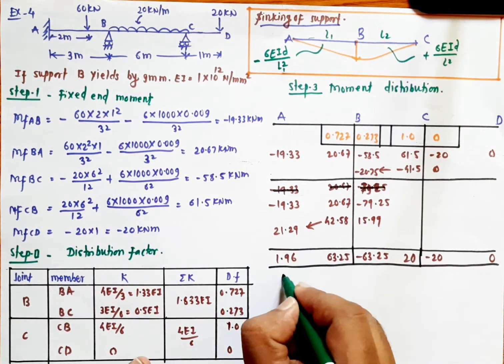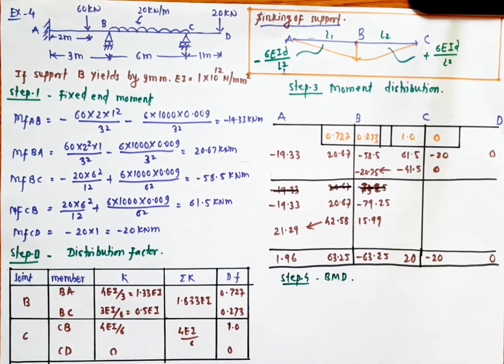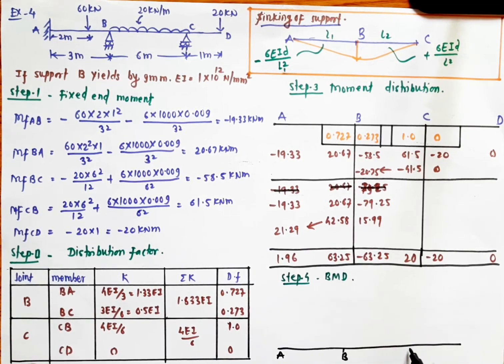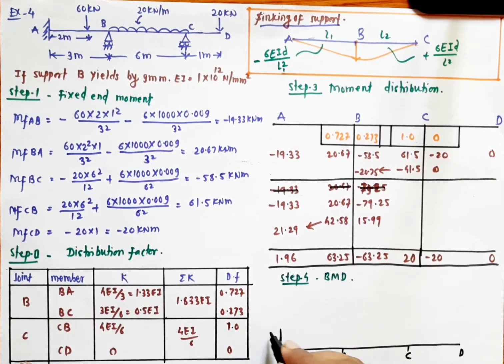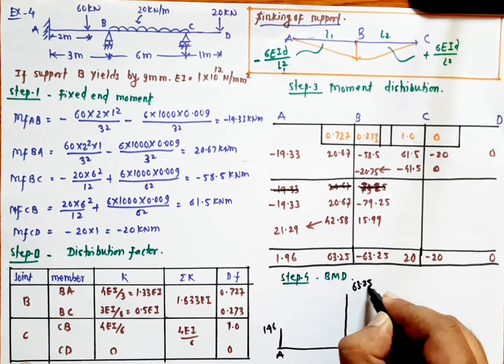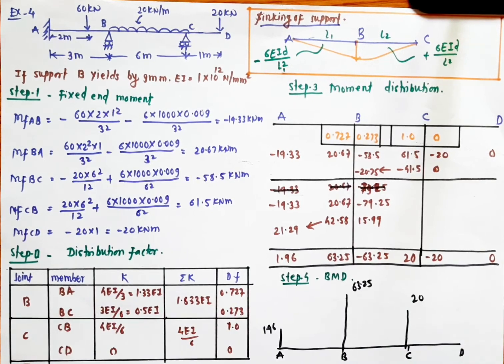Then our last step is step number 4, where we have to draw a bending moment diagram. Whenever we want to draw a bending moment diagram, we first draw a basic line, that is the beam, with points A, B, C and D. For A it is 1.96, for B it is 63.25, for C it is 20 and for D it is 0. So ultimately we just have to join these lines. This is all about the fixed end.